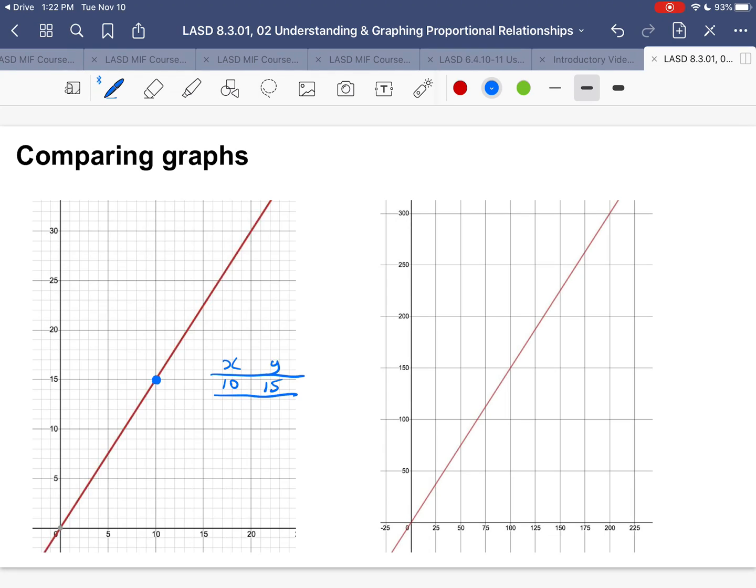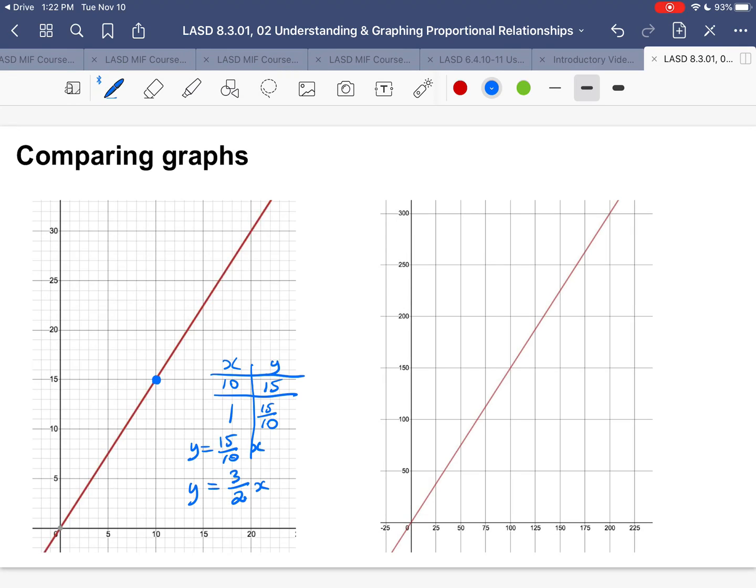So if x is 1, dividing 10 by 10, I get 1. I have to divide 15 by 10 to get my y value. And I can say y equals 15 over 10x, or I can simplify that fraction and say y is equal to, I can divide both 15 and 10 by 5, so I get y is equal to 3 over 2x. So I get that there.